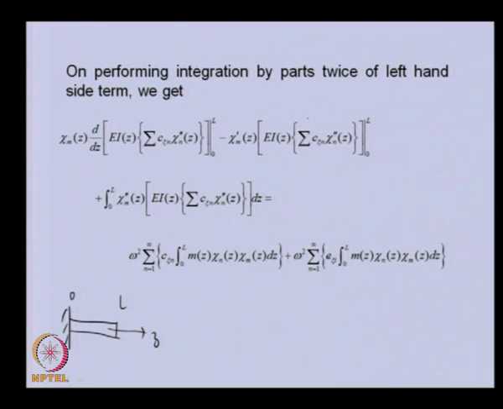Similarly, here for x equal to L, this particular term will be 0. Sorry, this is the shear force because the third derivative is there, and this is the bending moment. So bending moment and shear force are 0 at x equal to L, and at x equal to 0 or z equal to 0, this slope is 0. So you can see these 2 terms are 0 for all possible boundary conditions.